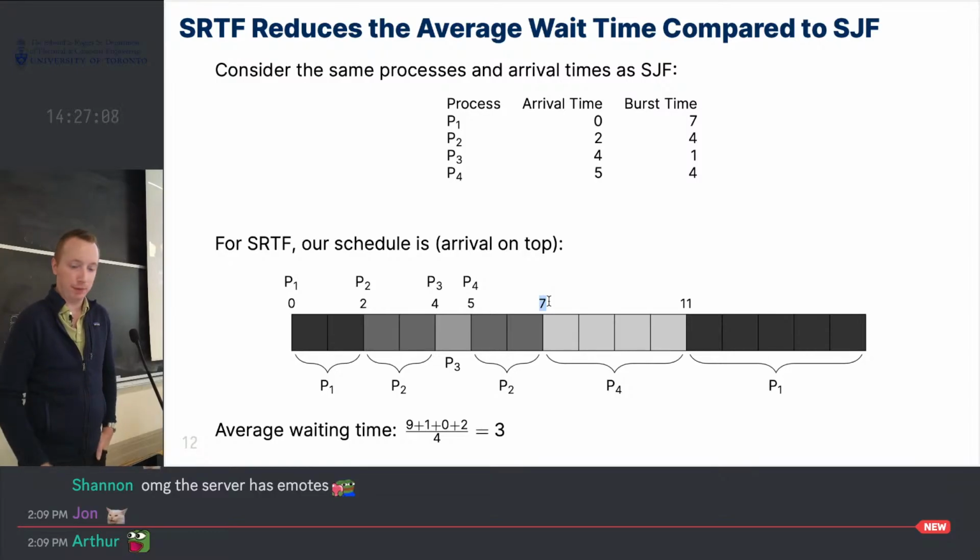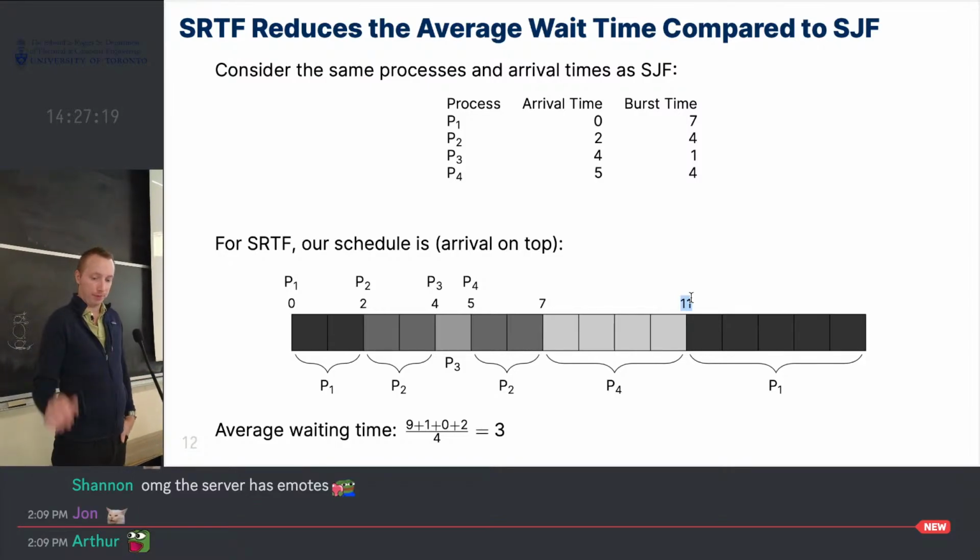So we'd schedule P4 to run. It runs for 4 time units. It's done at time 12, or sorry, time 11. Then at time 11, P1 gets scheduled for the last 5 time units, and it finishes out.